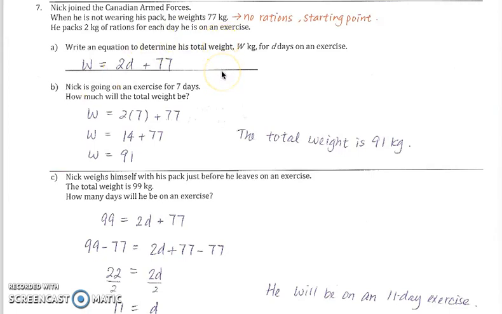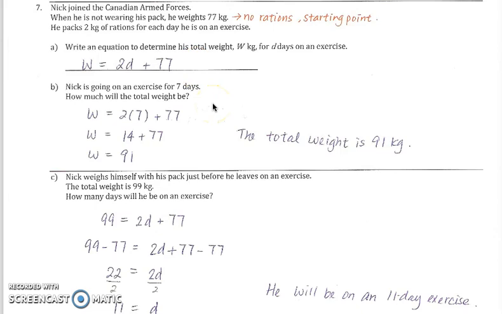So what is fixed here? We know that when there's no pack or anything, Nick weighs 77 kilograms. So this must be fixed because that's his weight. But for each day they add 2 kilograms of rations. So we keep adding 2, which turns into a multiplier in your linear equation. So in total you have W, the total weight, equals 2 times D plus 77.